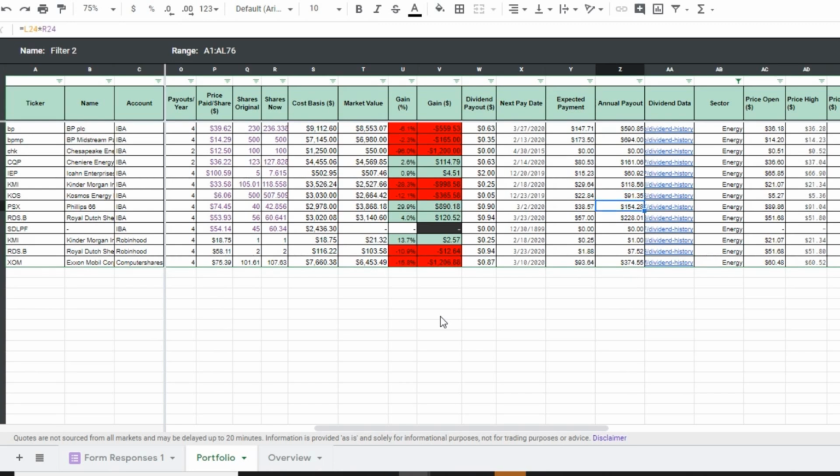You have Phillips 66, which is a downstream company. You have Royal Dutch Shell as well, which pays me $228 a year. And that's basically it, except for Exxon. Exxon pays me about $375 a year. So that's pretty good. I mean, if you add all of these up, it's about $2,500 on its own.